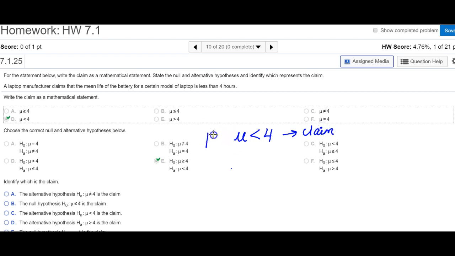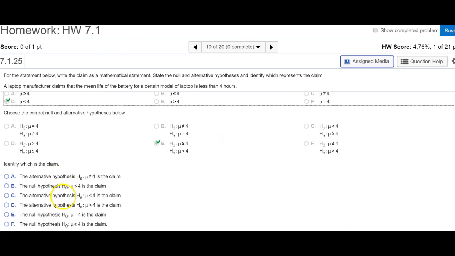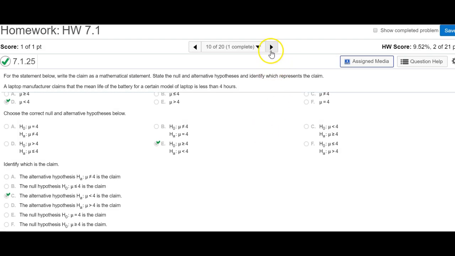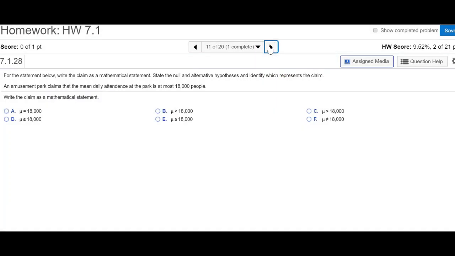That is my alternative hypothesis. Now I go back and write my null hypothesis. My null hypothesis is exactly the opposite, greater than or equal to 4. So in this case, my alternative is my claim. Do you see that? My alternative is my claim. So let me go ahead and check that. My alternative, mu less than 4, is my claim. Check answer. Good job. Alright, so let's move on to the next question.